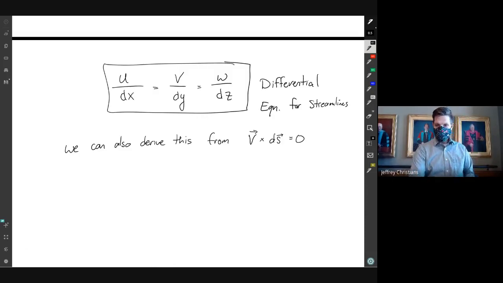Okay, so we'll put this on hold for just a second, and we'll come back to this again in just a second. So this will be a way for us to take some velocity field and figure out what the streamlines look like, and vice versa. If we have streamlines, we can figure out the velocity field. So this is going to be a way to get back and forth between the two.